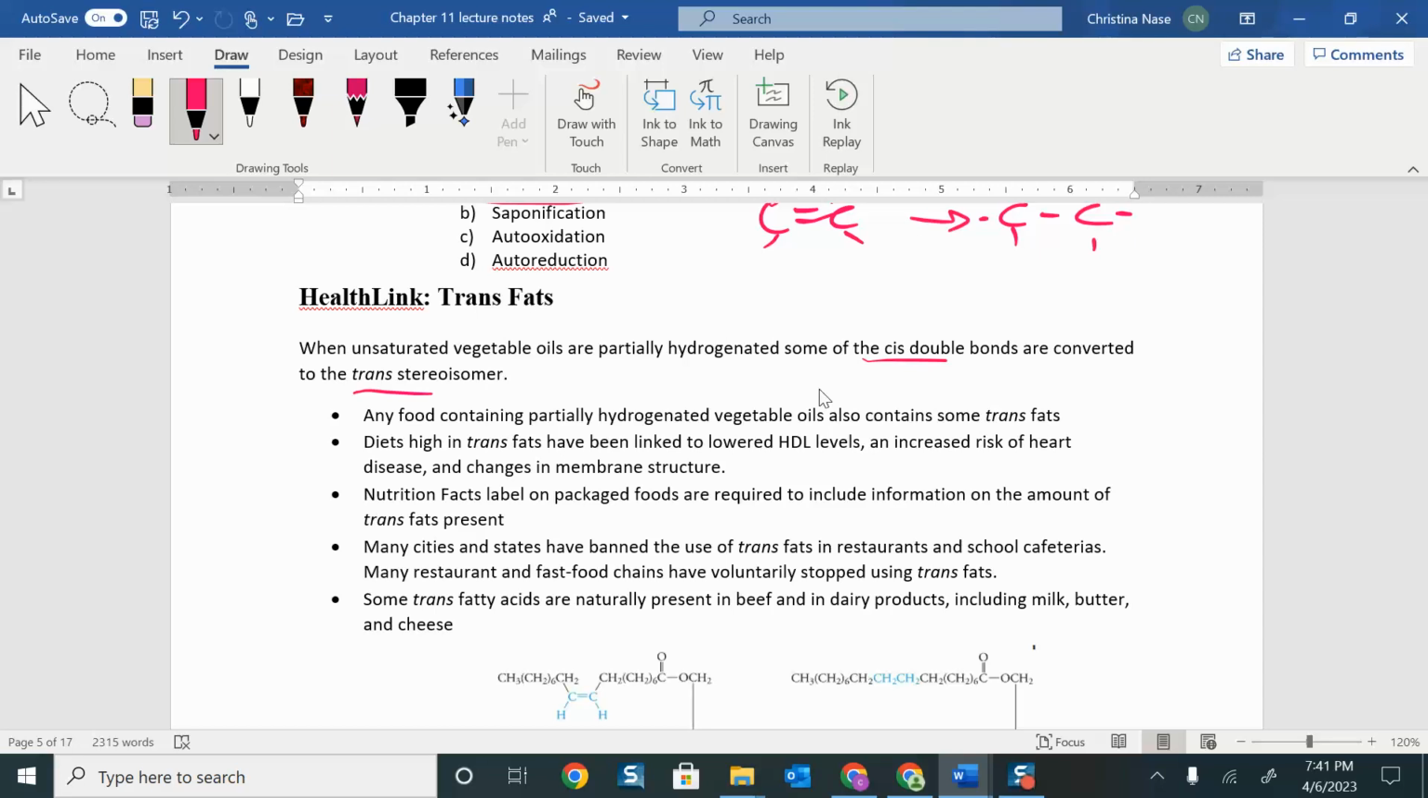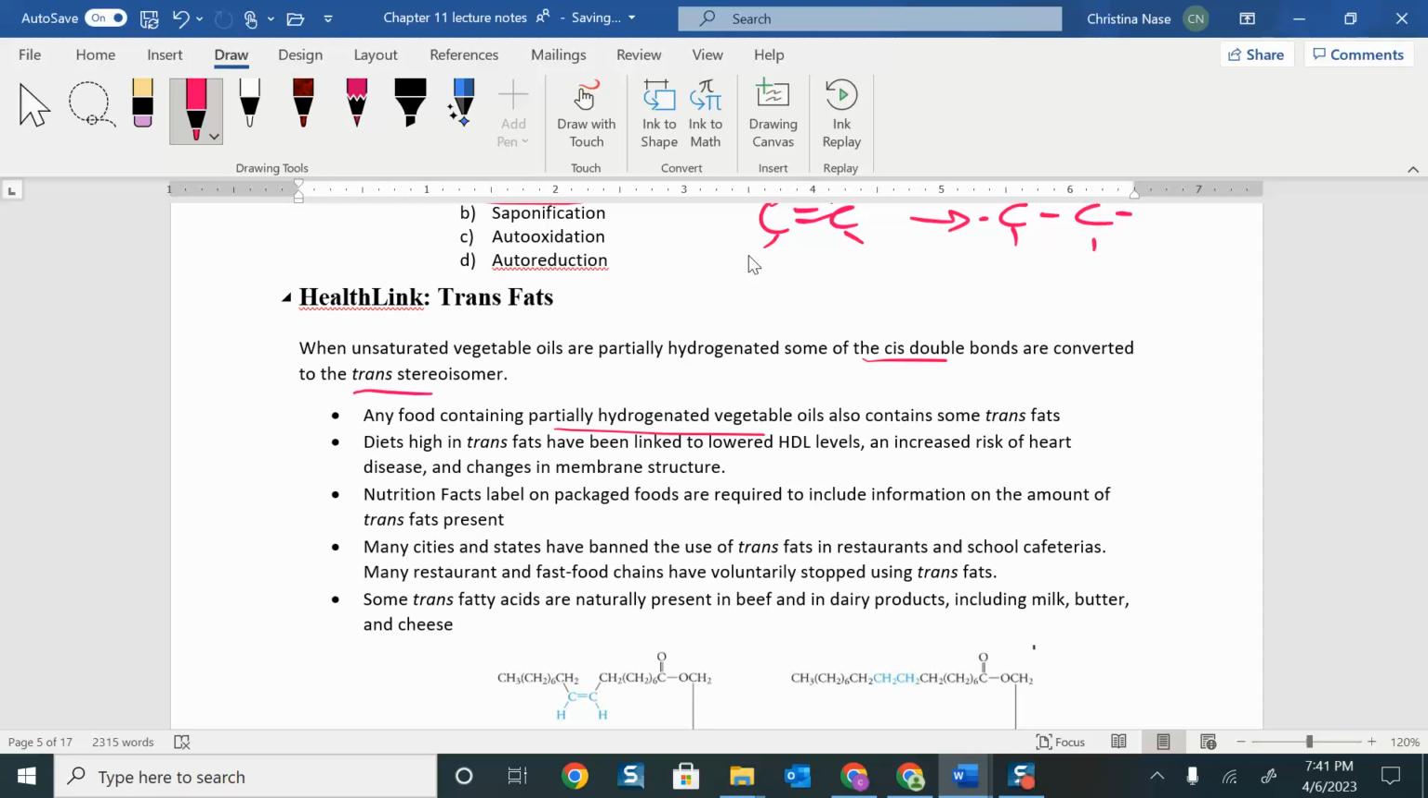And the trans isomers are going to pack tighter. They're going to pack a little bit better than the cis isomers. So we'll call that partially hydrogenated. You still have some unsaturated fatty acids in there. So partially just means some of those double bonds underwent the hydrogenation process.